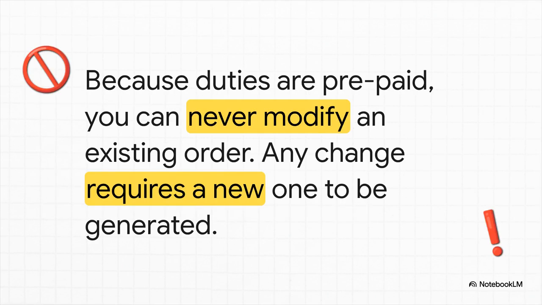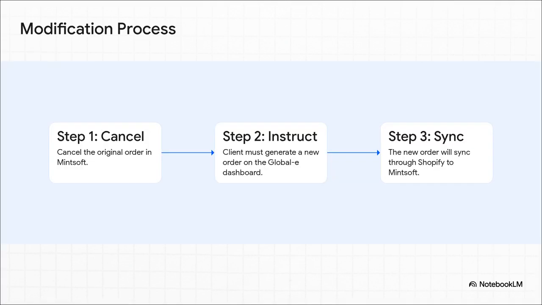Now, if you take one thing away from this whole explainer, please make it this. This is the golden rule. Because all those duties are pre-calculated and prepaid, you can never, ever modify an existing Global E order. Doesn't matter if it's a missing item, a simple address tweak, any change at all means a completely new order has to be created. So, what does that look like in practice?